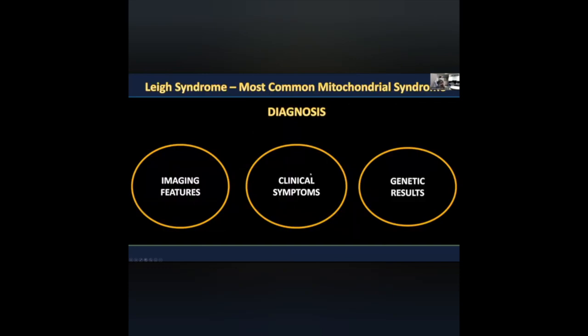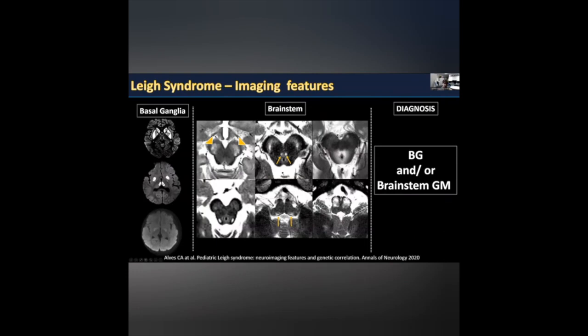So remember, for the diagnosis of Leigh syndrome, you need to find classic imaging features along with clinical symptoms underlying Leigh syndrome, and confirmation based on genetic results. Just to show again how you can reach the diagnosis of Leigh syndrome, you need lesions in the basal ganglia and/or lesions in the brainstem. The basal ganglia tend to show much more common involvement of the striatum with components of restricted diffusion, but sometimes only involvement of the globus pallidus may happen.